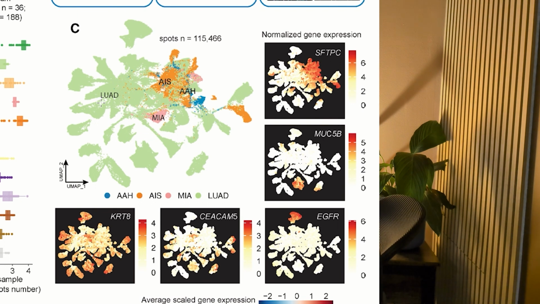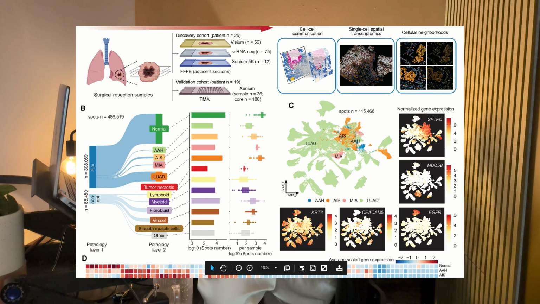The feature plots highlight this biology. Early lesions retain SFTPC consistent with AT2 identity, while invasive LUAD gains markers like KRT8, CEACAM5, and mucin genes associated with dedifferentiation and tumour progression.